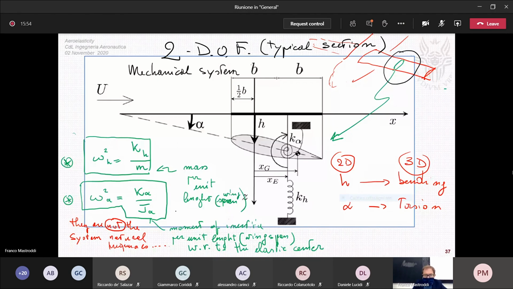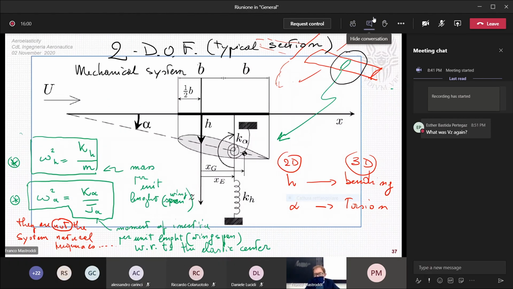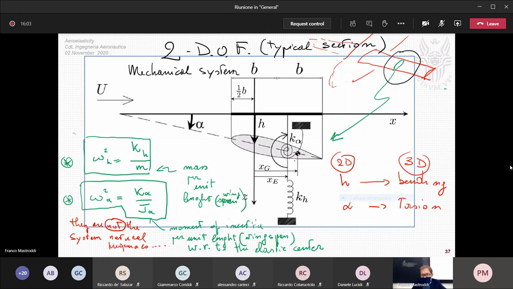And the characteristic parameters of this typical section are the spring parameters, K alpha and Kh. We have also two parameters, the mass per unit length and the moment of inertia per unit length with respect to the elastic center here. And finally, we have the last two parameters, which are the coordinate of the center of mass here, and the coordinate of this point here, where the two springs are connected to the airfoil.